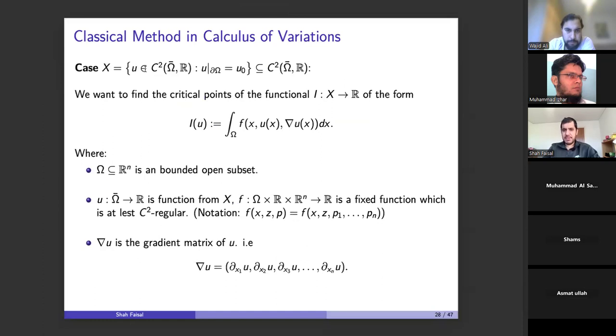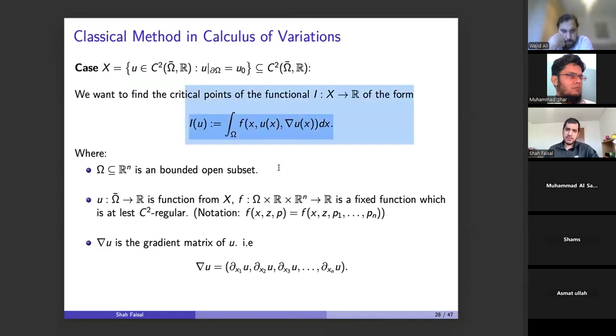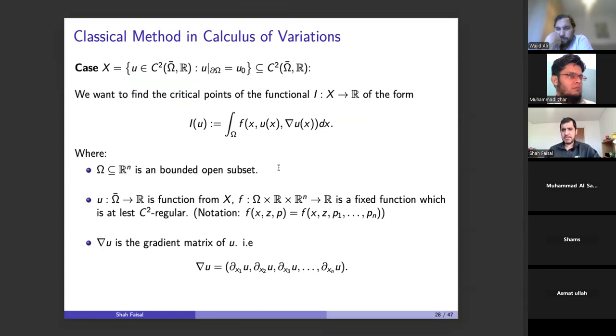For example, consider the case where the space X is a space of C2 functions which satisfy some boundary condition. And the functional is given by this, which I wrote before, and you want to minimize this functional. Now, in this case, you are not in the Euclidean case. So the space X has infinite dimension. How do you do this one?